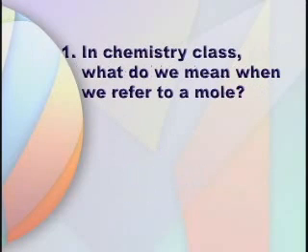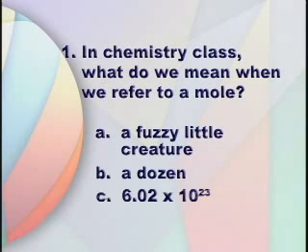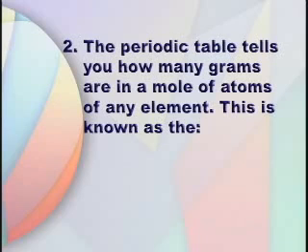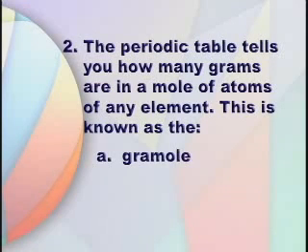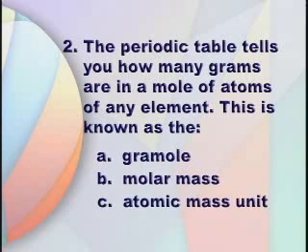Number 1. In chemistry class, what do we mean when we refer to a mole? A. A fuzzy little creature, B. A dozen, C. 6.02 times 10 to the 23rd. Number 2. The periodic table tells you how many grams are in a mole of atoms of any element. This is known as the A. Gram mole, B. Molar mass, C. Atomic mass unit.